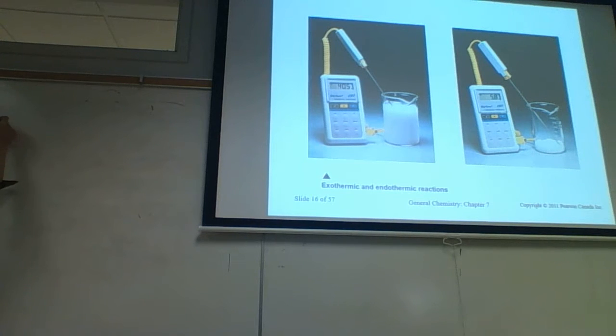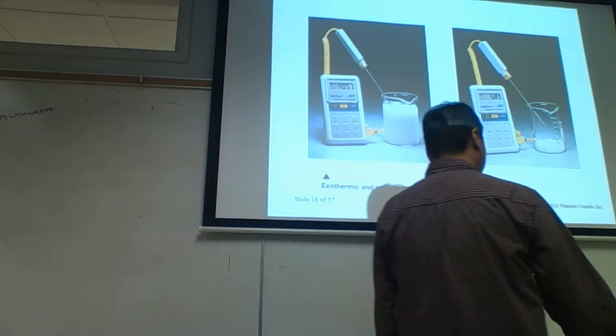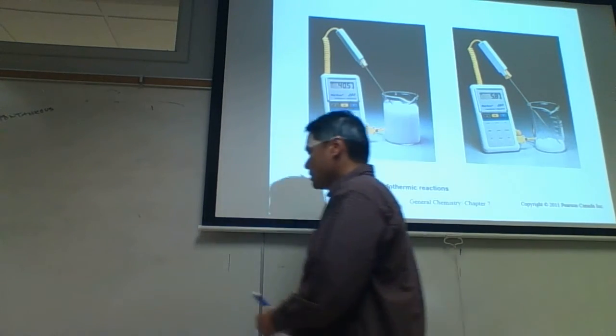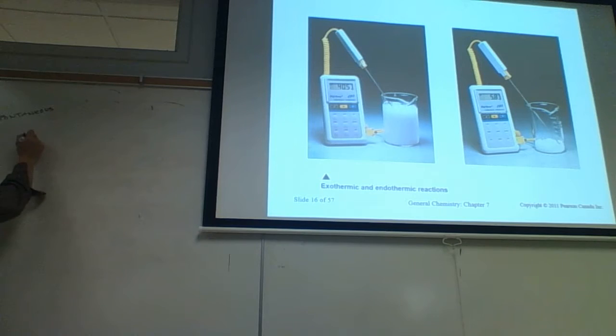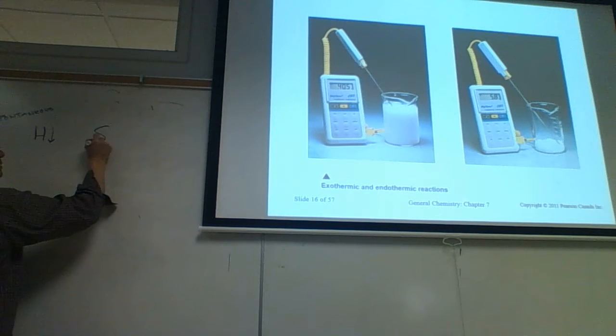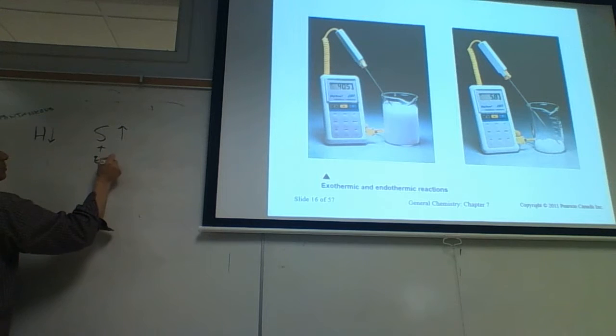The first factor is in spontaneous processes, we have to look at both the energy. Since most of our reactions are under constant pressure, we want the enthalpy to go down. And we want something else to go up. This something else is given the symbol S. This something else is called entropy.